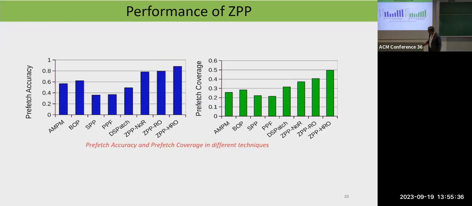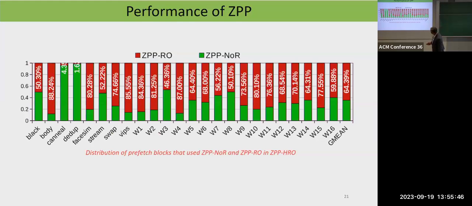And this is about accuracy. Across various benchmarks, we are able to improve accuracy. We are able to improve the coverage as well, because the pollution is being brought to zero. And the last one is, we were just trying to see how many of them are working in the zero version, that means without reordering, and this is with reordering. So we see that for different benchmarks, sometimes it works in the reorder pattern, sometimes it works with the no reorder pattern, just trying to see how adaptive the system is.